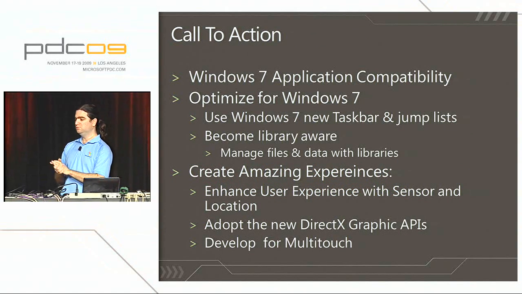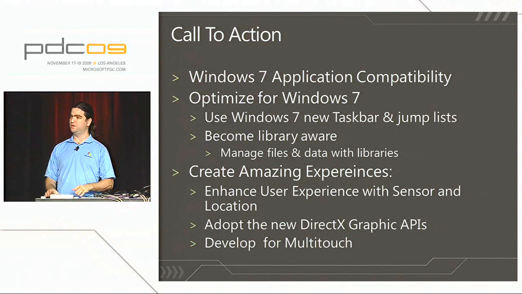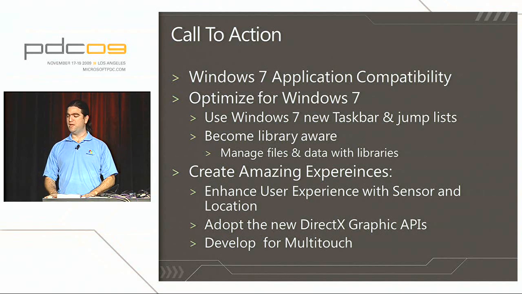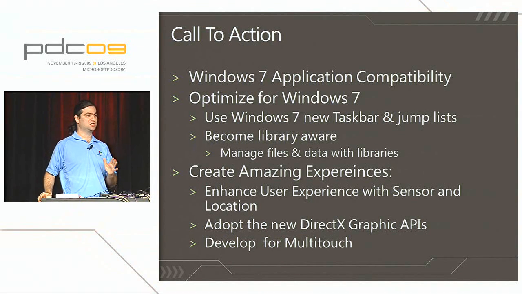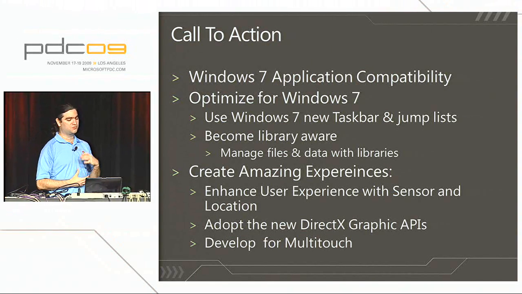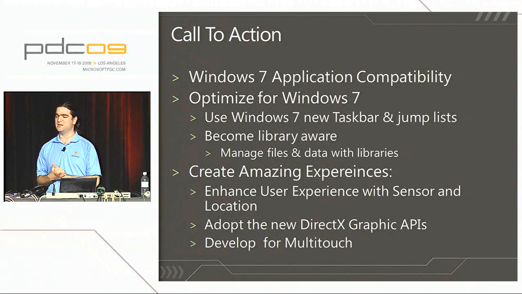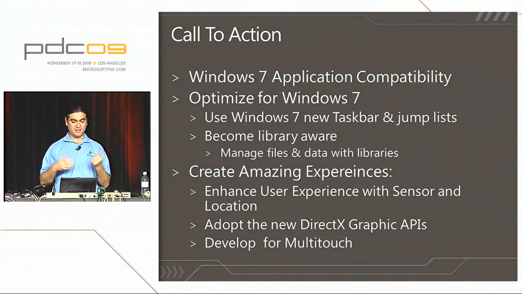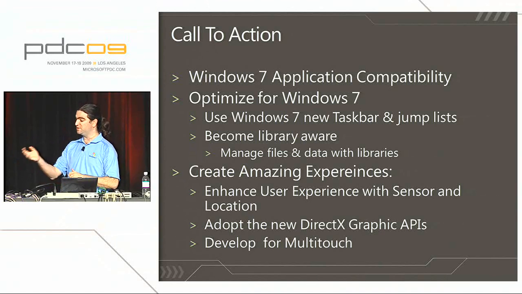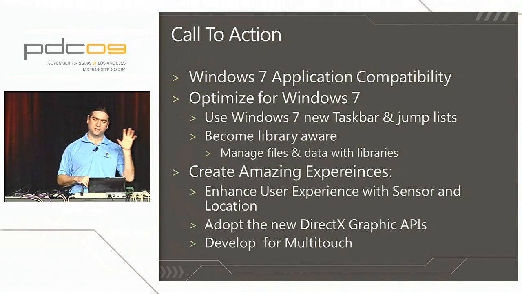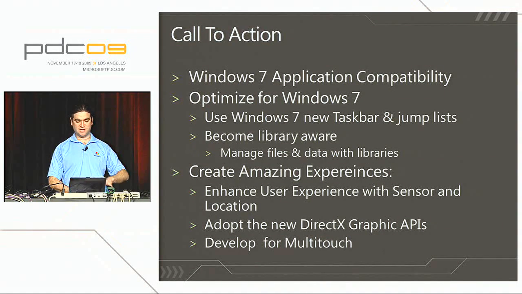So what you need to do, if you're going to start developing for Windows 7, is make sure that your app is running and installing correctly on Windows 7. That's app compat. It's of utmost importance. Optimize your application for Windows 7, with the taskbar and shell libraries, a few of the examples that we've seen today. And then you can create amazing new experiences with sensors, multi-touch, DirectX, Ribbon, and some other stuff that we haven't covered.